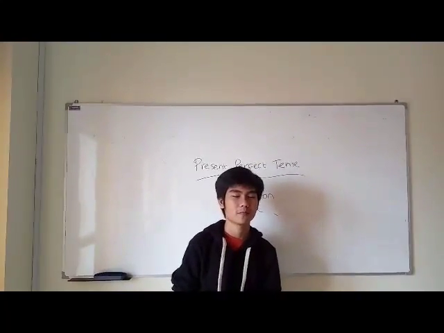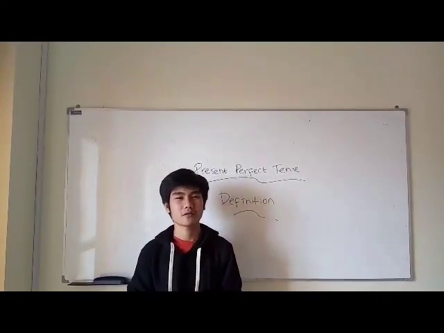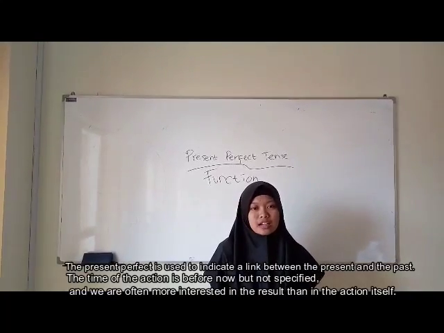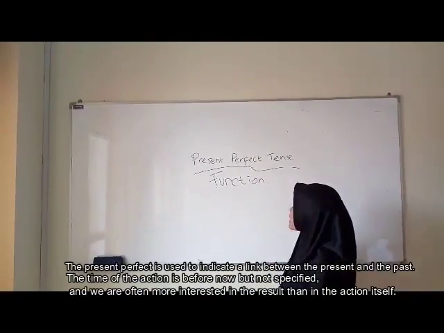Present perfect is a grammatical combination of present tense and a perfect aspect that is used to express a past event that has a present consequence. I will explain about the function of the present perfect tense.